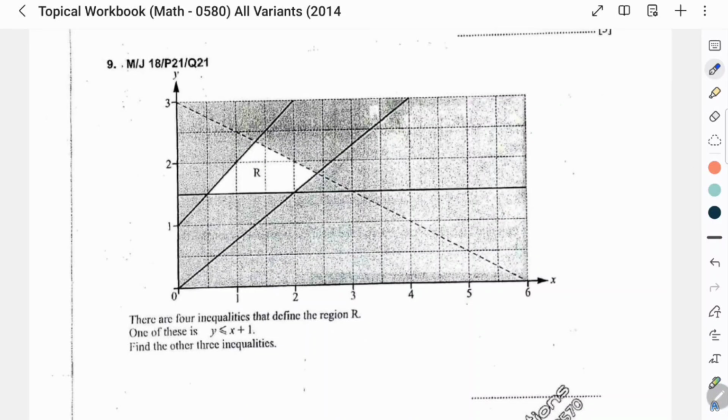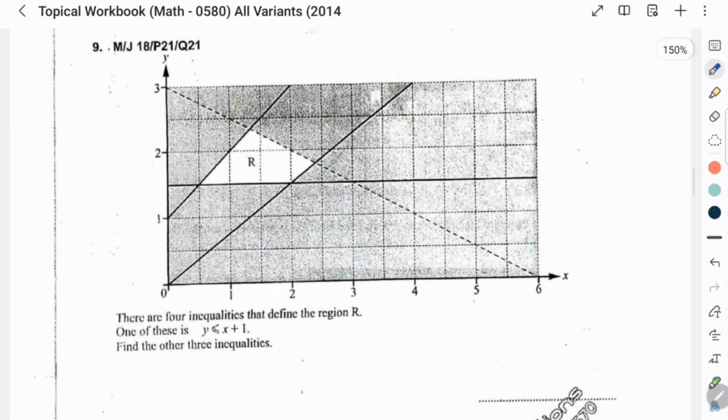All right, so next is question number 9. This is from 2018 May June paper 2-1, question 21. The lines are already drawn and they have already done the shading as well. The 4 inequalities that define the region are, one of these is y is less than or equal to x plus 1. So obviously the y-intercept is 1, which they have already given. You can find the gradient by rise over run, or you can take the coordinates and find the gradient. Otherwise, in almost every question the y-intercept is visible.